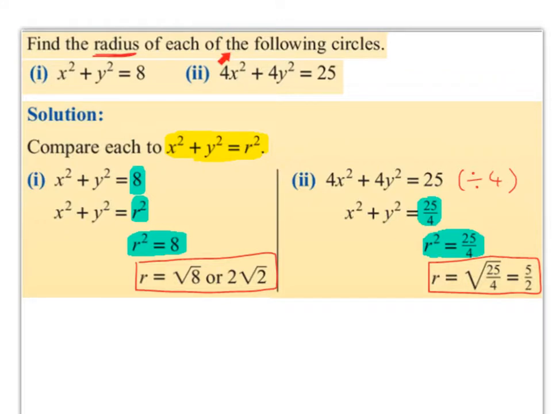Then we have 4x squared plus 4y squared is equal to 25. If we want this to look similar to x squared plus y squared equals r squared, we have to divide across by 4. So dividing by 4, we get x squared plus y squared equals 25 over 4. So 25 over 4 is going to be equal to r squared. And r squared is equal to 25 over 4, so r is equal to the square root of 25 over 4, which gives us 5 over 2. So the radius is 5 over 2.